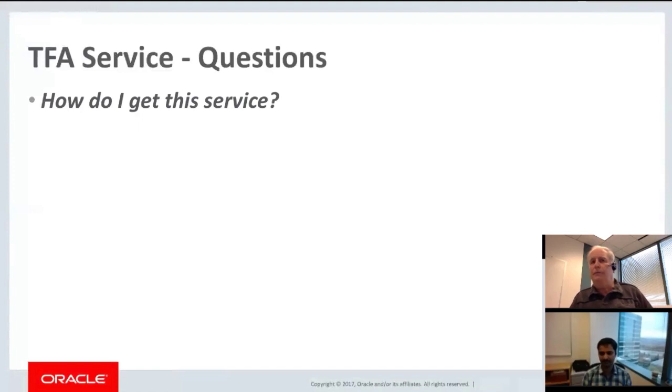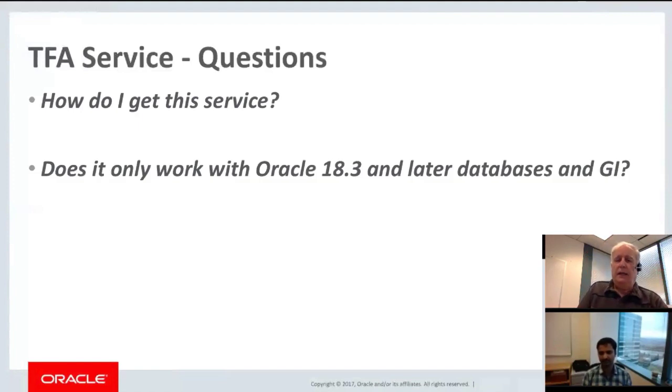Okay. So you mentioned that we had to have 18.3 in the DSC to take advantage of this service. But do I need to have 18.3 everywhere to be able to populate the repository, or can I work with older databases or older grid infrastructures? It works with older versions of database and GI. It's basically the same TFA collector which you are downloading and running in your clusters. So you don't need 18.3 in all your other clusters.